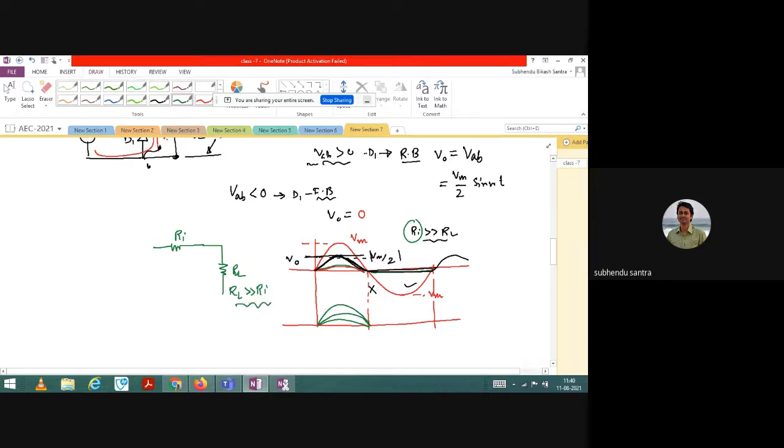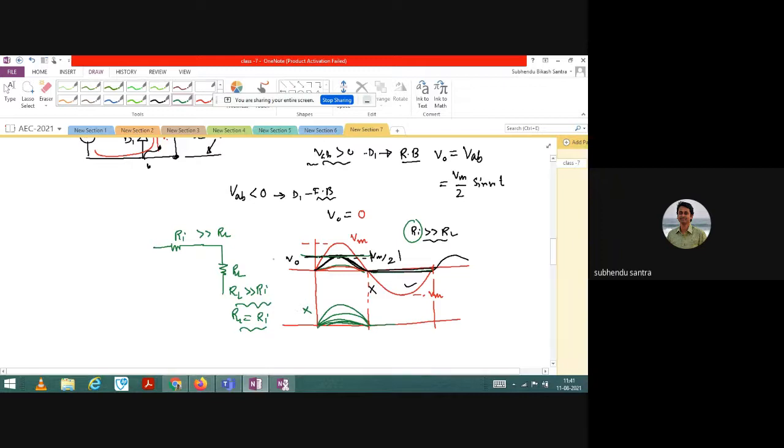Or at least you can say that RL is equal to Ri. Then only you can get 50% of the input. Otherwise, if you do not select properly, what will happen? Ri may be much greater than RL, and in that case you will have zero output in the positive half, which should not be the case. So this is the importance of the internal impedance and the procedure of how to analyze it.